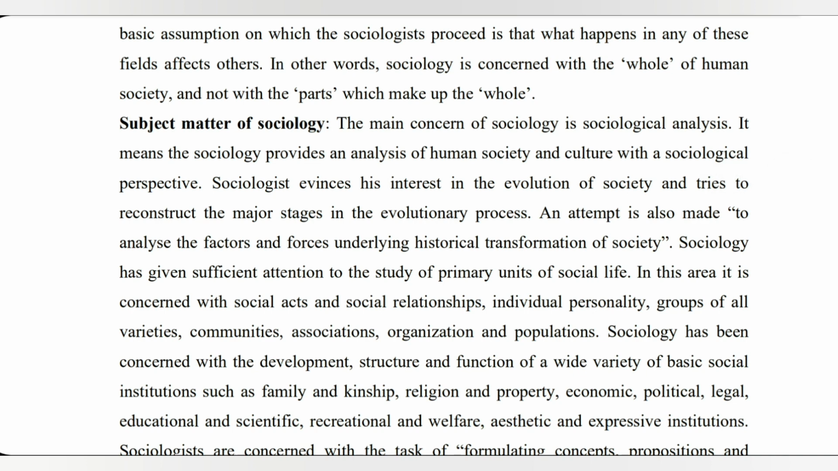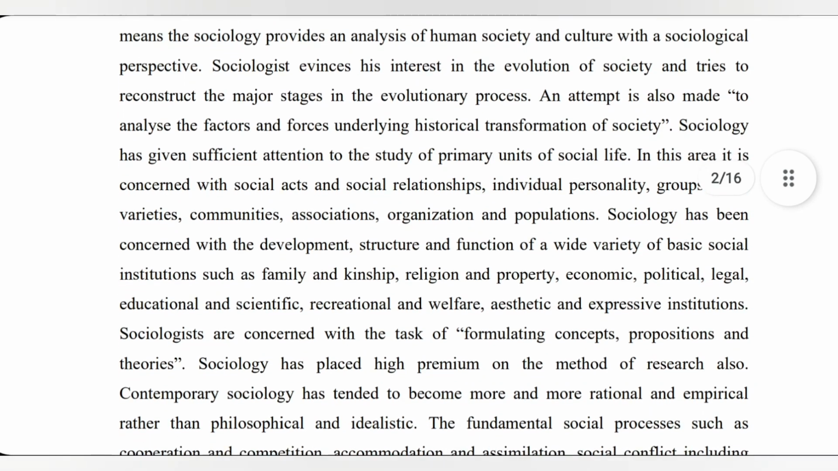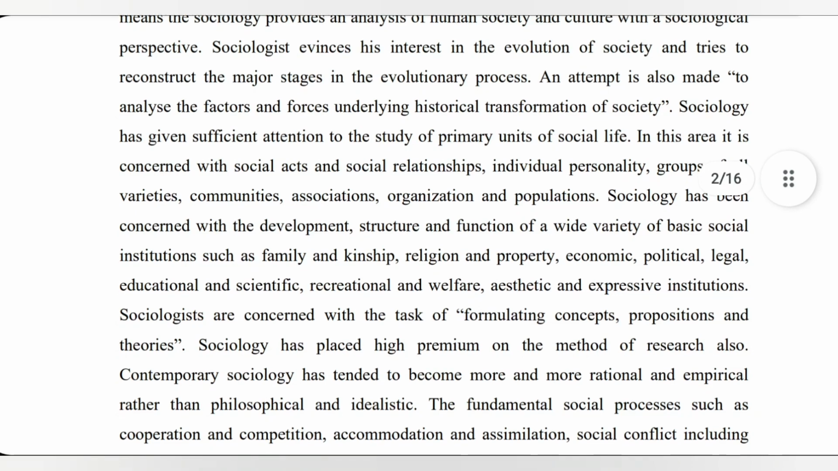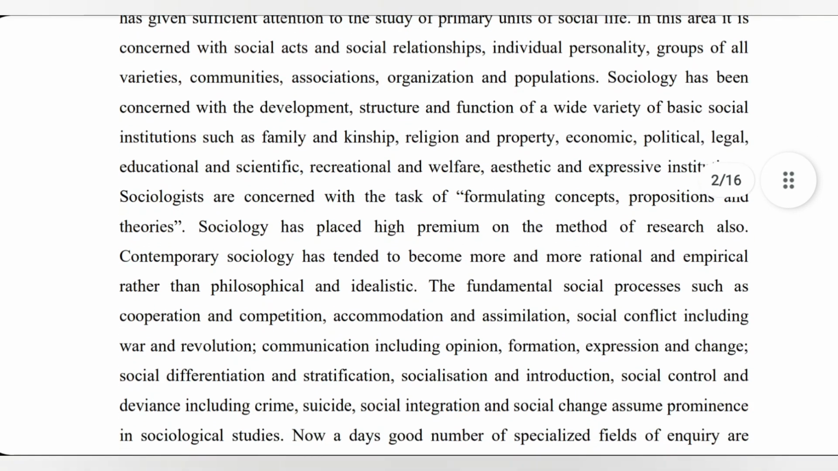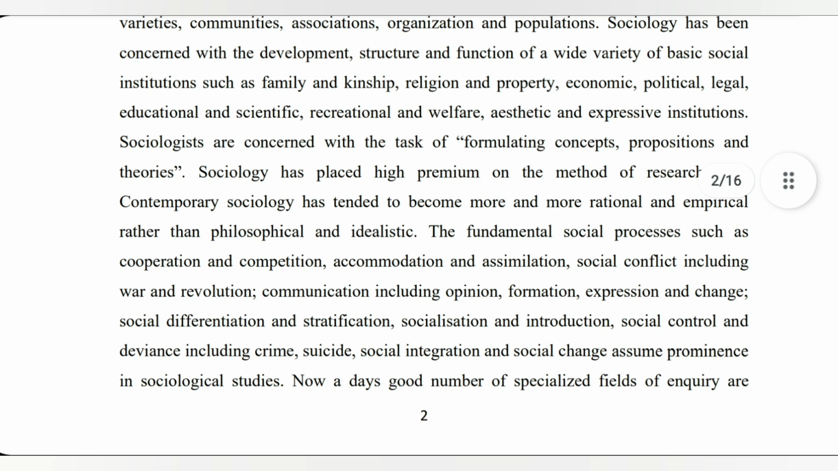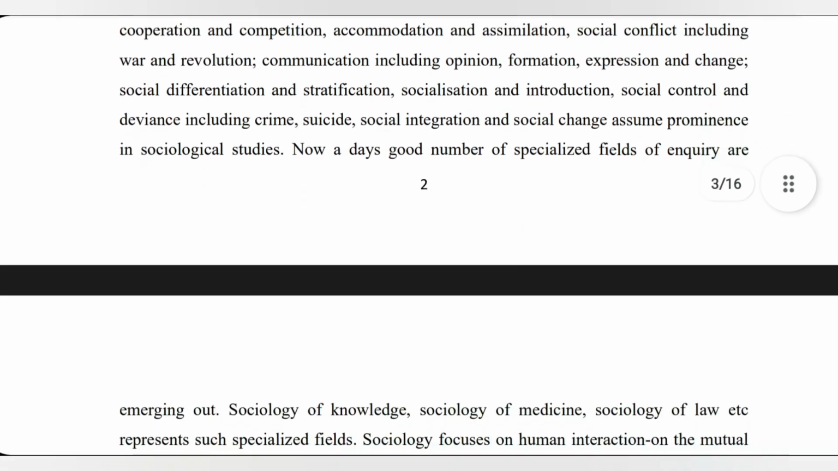Now, subject matter of sociology, or we can say the scope of sociology. Scope or subject matter of sociology means what we study in sociology. What do we study in sociology, or what does sociology deal with, that we study in the subject matter of sociology. So here you can find social relationships, kinship, religion, property, family, social institutions, social stratification, communication, suicide, social integration, social change, and all these things come under the scope of sociology.